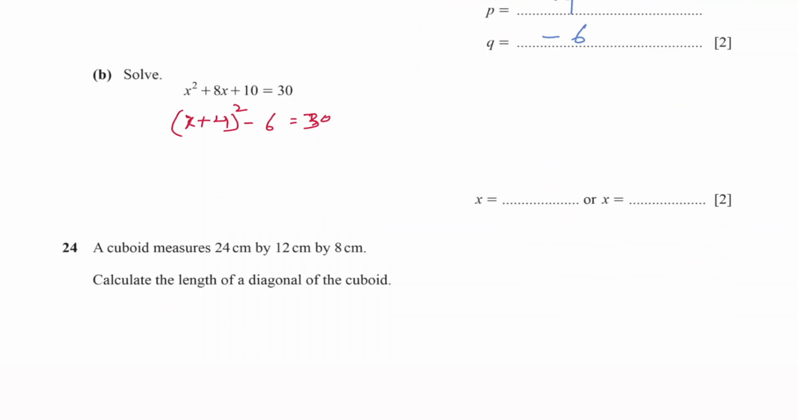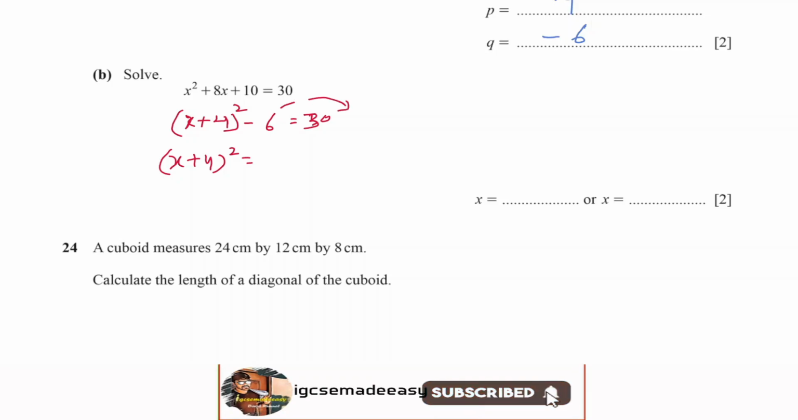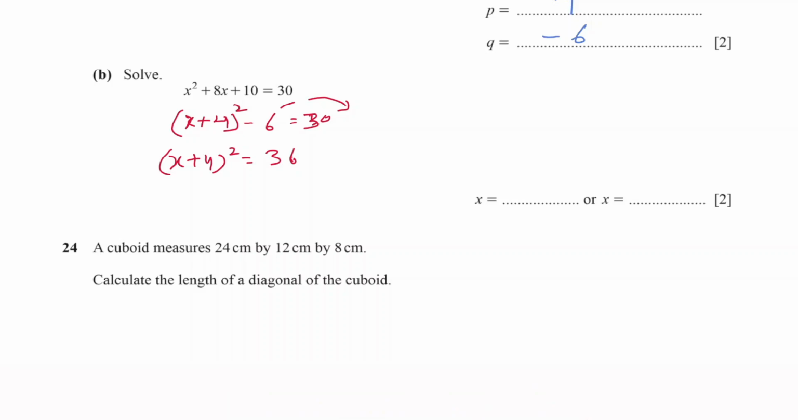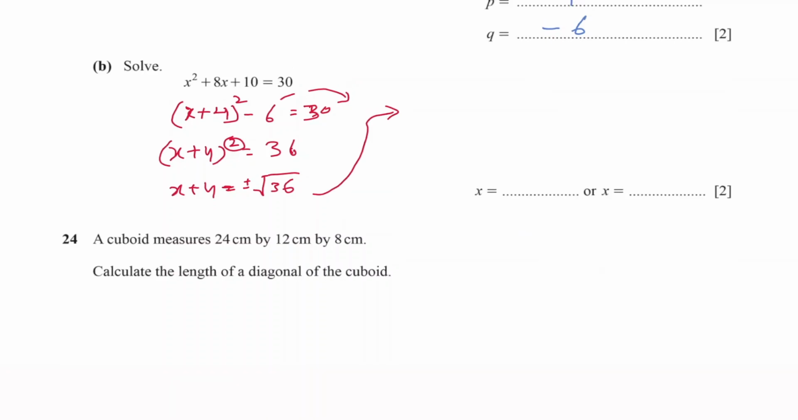If I simplify a little bit more, the 6 should go with the number, so 30 plus 6 gives you 36. Then if I want to remove this square, I have to put a root on that side. So it will be plus and minus the root of 36. If the root is there, there will be two values, because we have two solutions in a quadratic equation.